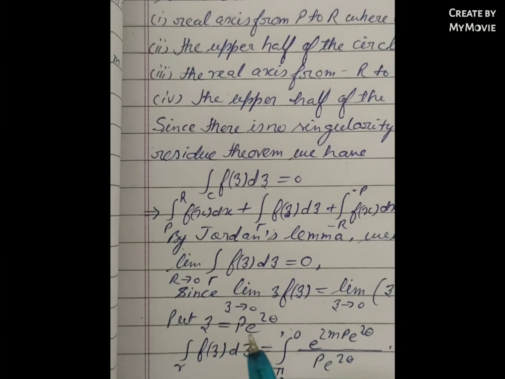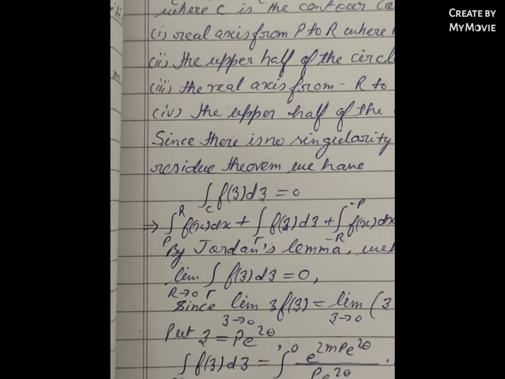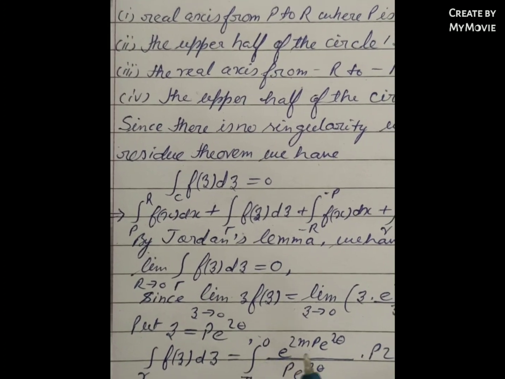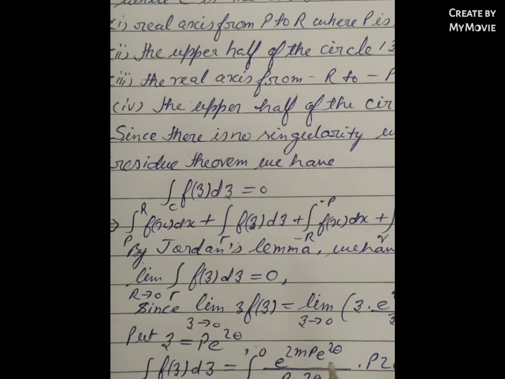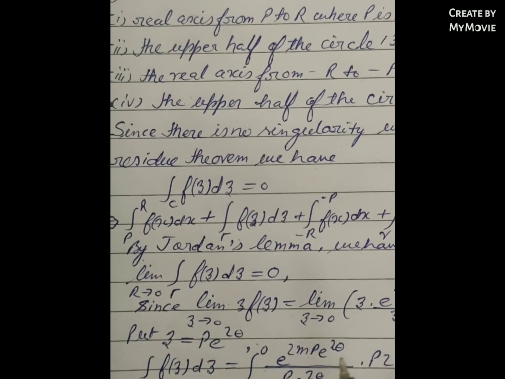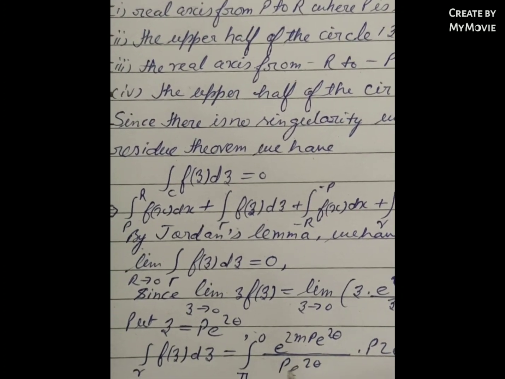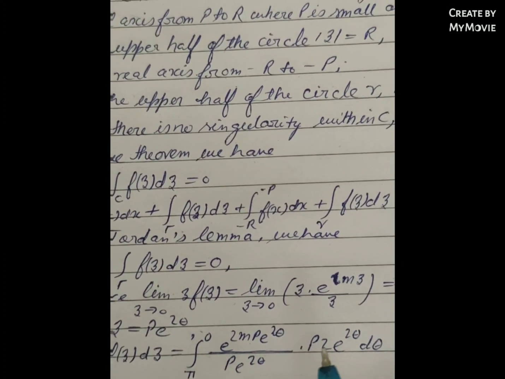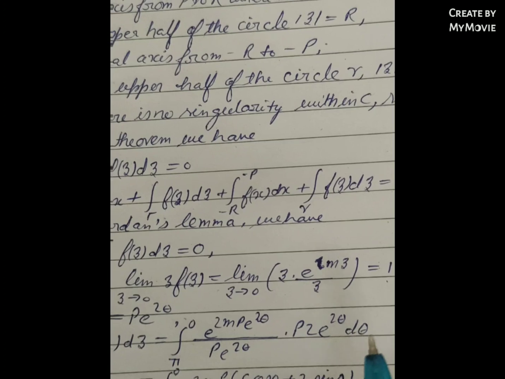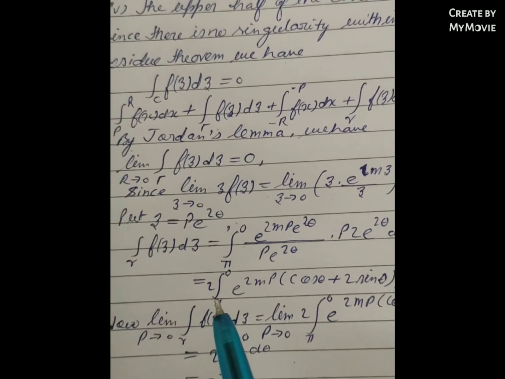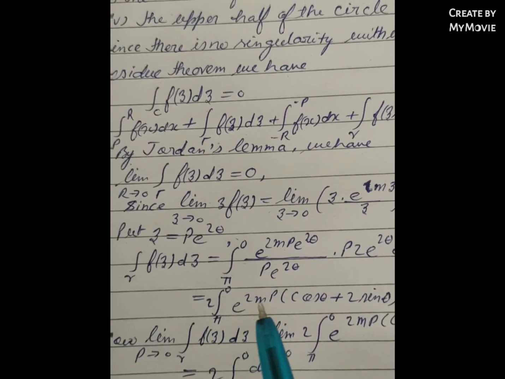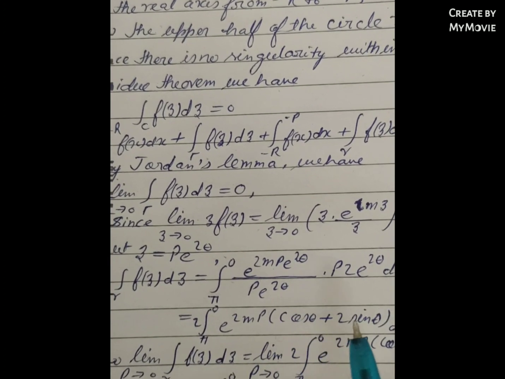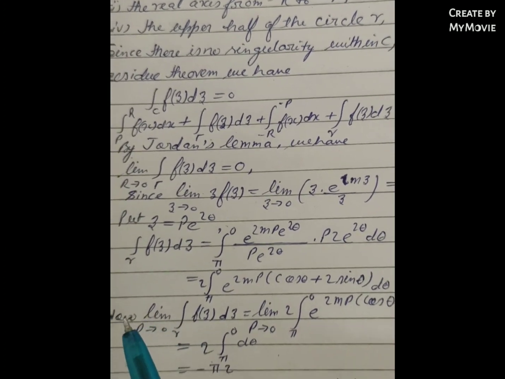Putting z equal to rho e raised to i theta, the integral over gamma of f of z dz is equal to the integral from pi to 0 of e raised to i m rho e raised to power i theta over rho e raised to power i theta, into rho i e raised to power i theta d theta, which is equal to i times the integral from pi to 0 of e raised to power i m rho into cos theta plus i sin theta d theta.